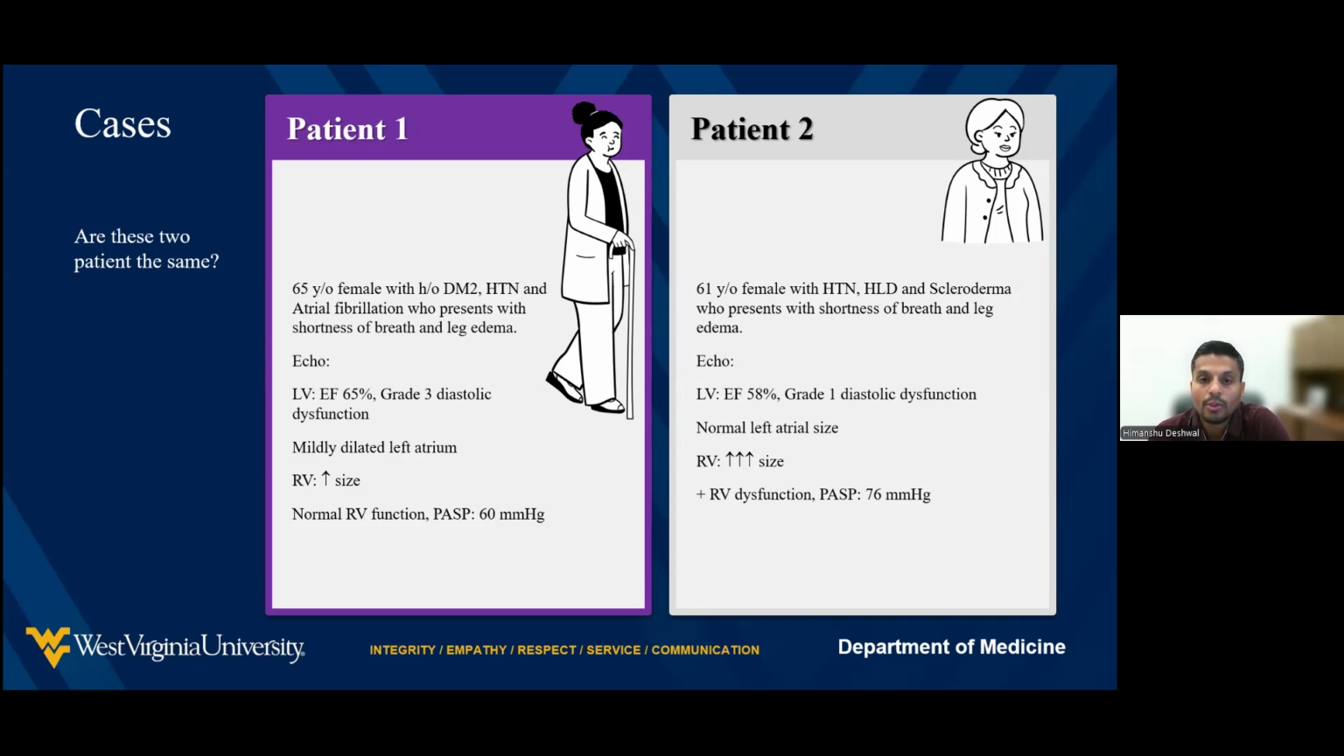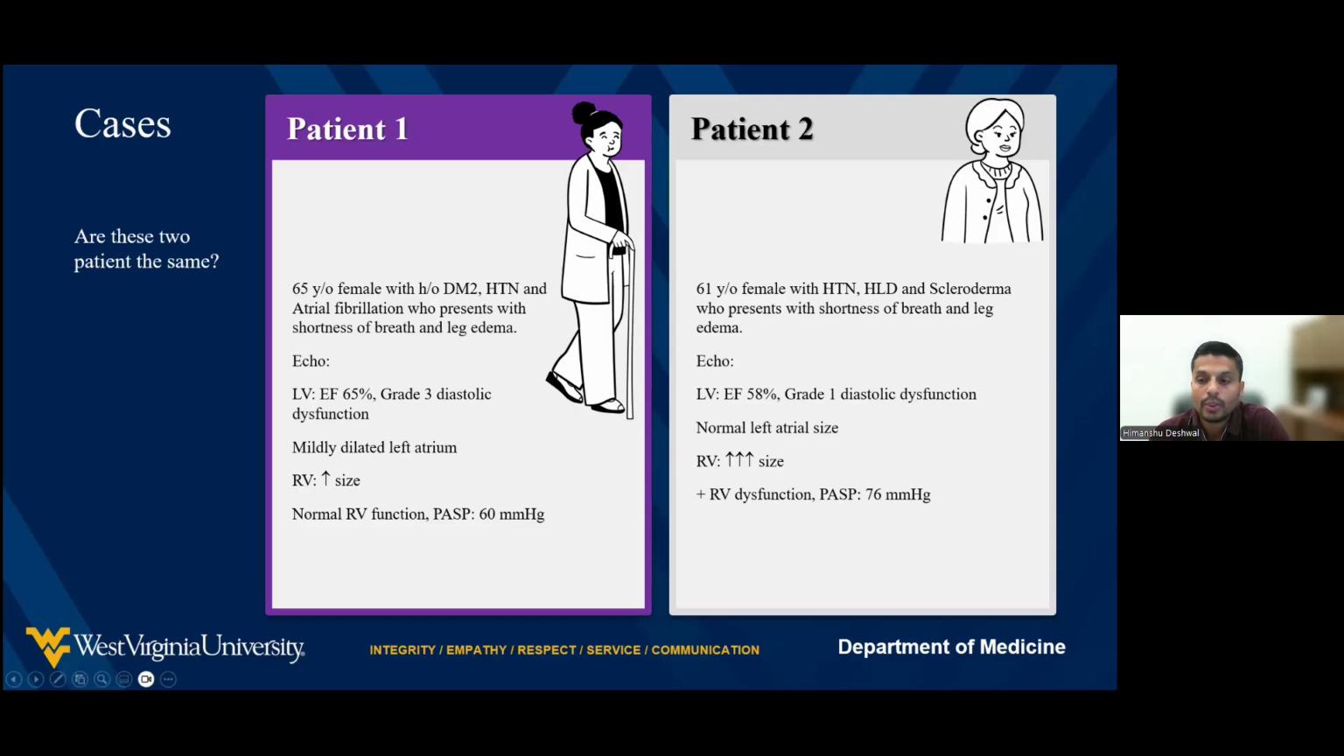Now, patient two is a 61-year-old female with hypertension, hyperlipidemia, but has scleroderma and has a similar presentation of shortness of breath and leg swelling. Nearly normal ejection fraction with mild diastolic dysfunction, normal left atrial size, but severely dilated right ventricle, right ventricular dysfunction, and PASP or RVSP of 76 millimeters.